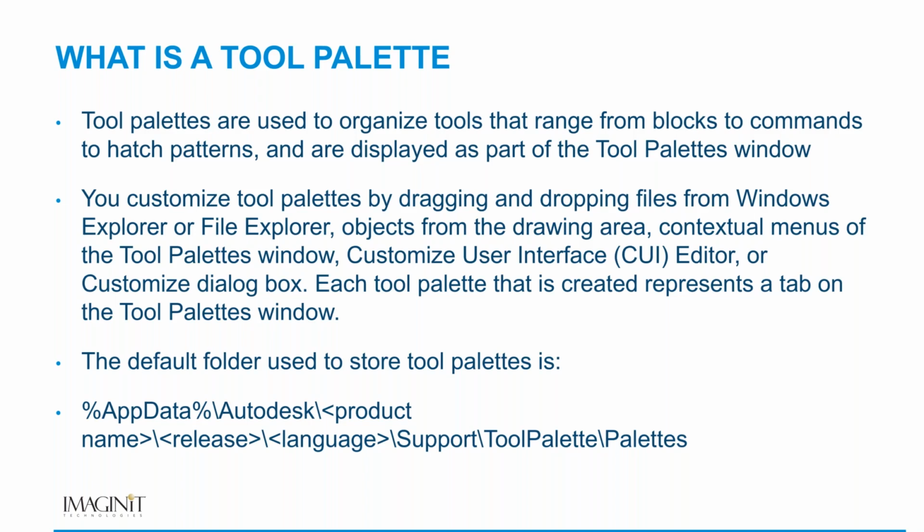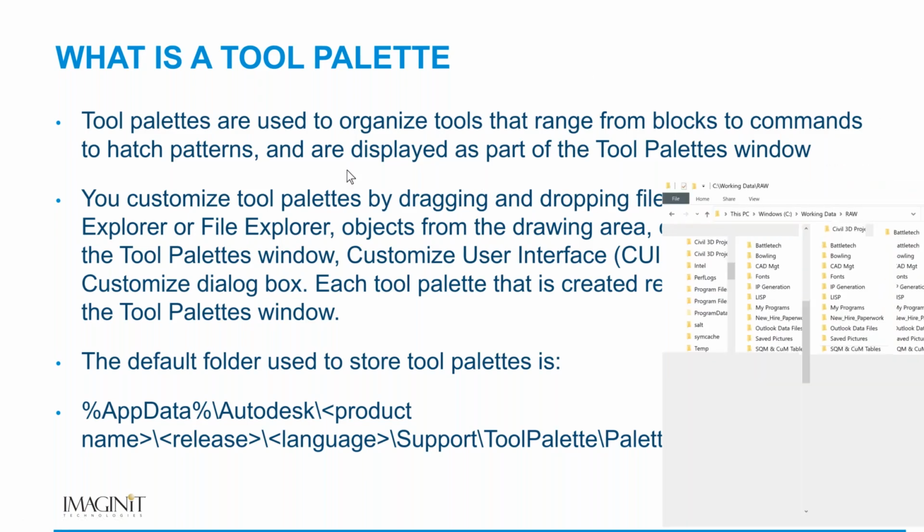The default folder to store tool palettes is %appdata%. That takes you to C:\users\your username\appdata\roaming. So rather than type all that out, you could just put %appdata% and it'll take you right to the roaming folder. Under Autodesk, your product name, your release, your language, and then support, tool palettes, palettes. And I'll show you where this location is.